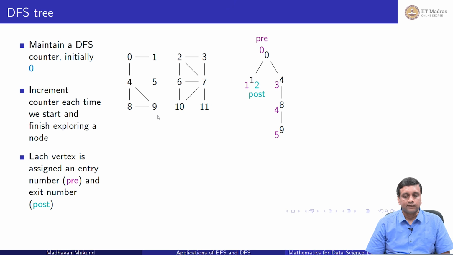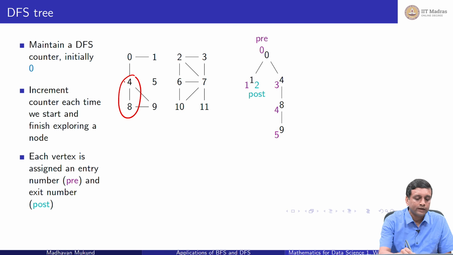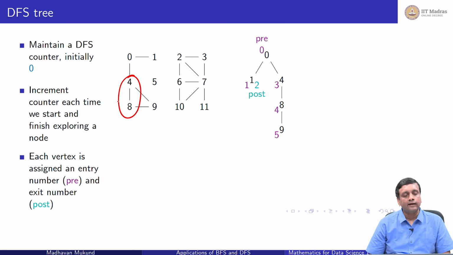So at 9 I get stuck because I have only 2 neighbors, 4 and 8, both of which have been visited. So 9 now terminates, saying I have finished processing 9. So I increment to 6 and I get out of 9 and come back to 8. At 8 again I have nothing more to do, so I increment to 7, get out of 8 and come back to 4. At 4 I have done 8, but I cannot do 9 because 9 was visited through 8. So 4 is also done.